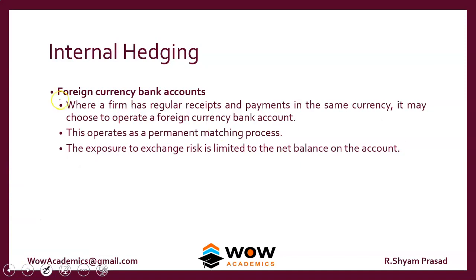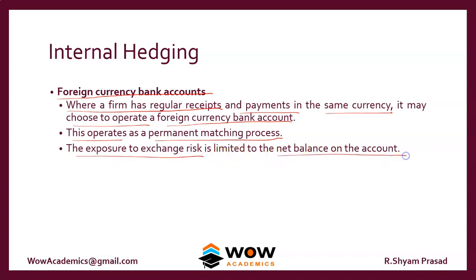So the next method is called foreign currency bank accounts, where a firm has regular receipts and payments in the same currency. It may choose to operate a foreign currency bank account. This operates as a permanent matching process. The exposure to exchange risk is limited to the net balance on this account. So assume that a company has a regular inflow and outflow of receipts. So what it can do is create a foreign currency account in that foreign country, and only the balance of the net amount has to be hedged.